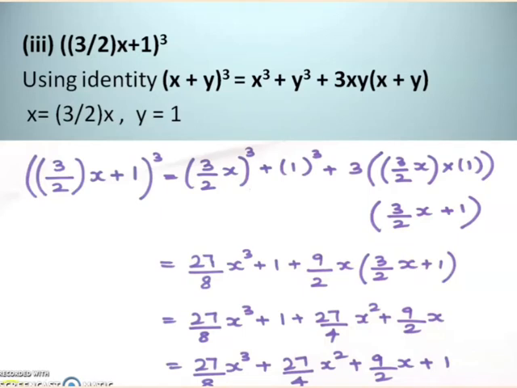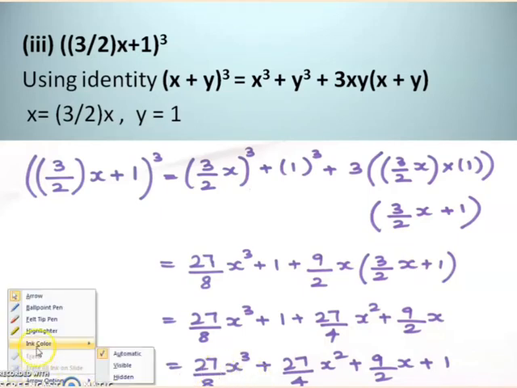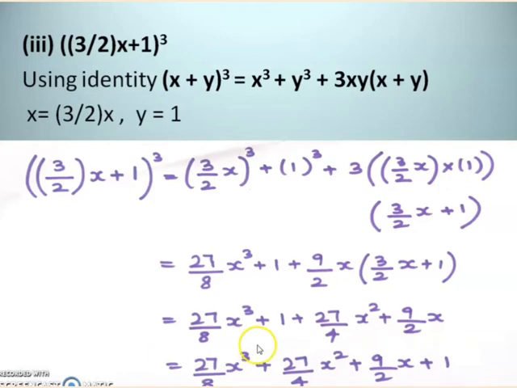So here this term can be written as 27 by 8 x cube. 1 is a constant, so we are going to write it at the last. 27 by 4 can be written as 27 by 4 x squared. 9 by 2x you can write it. So we are writing in the descending order of the degrees. Here you have x cube, x squared, this is x term and this is 1.